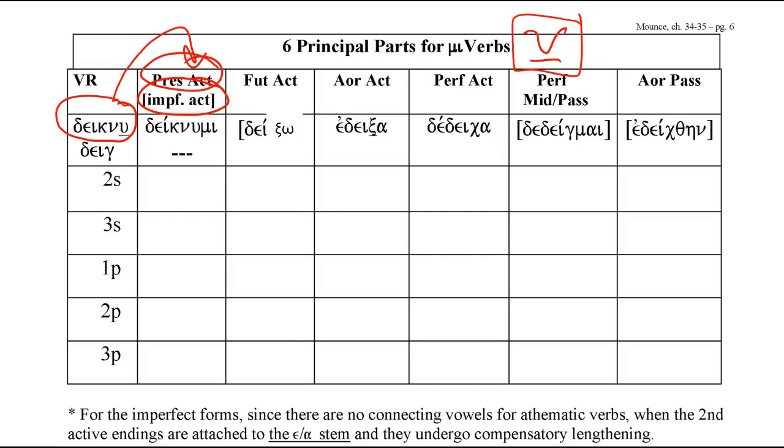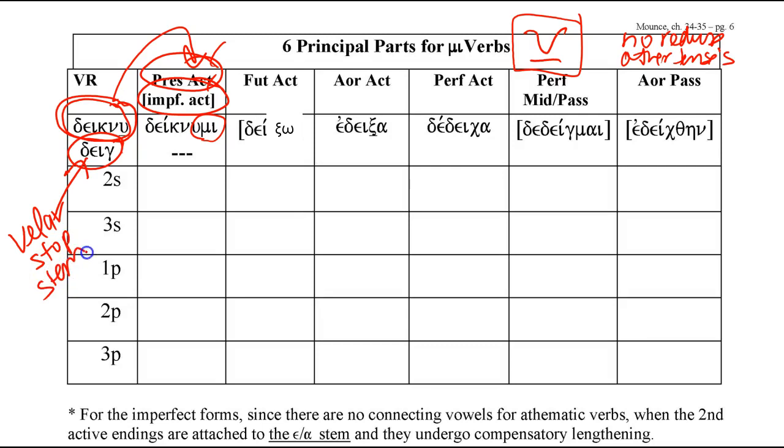They don't have the reduplication, no reduplication. They do have the same suffix endings though, so they'll have the mi, the sin, and the asin. But when it comes to the other tenses, except for the present and the imperfect, it switches its root. It no longer uses δεικνυ. Instead, it uses deg. It turns into a velar stop stem. And you already know how velar stops work.